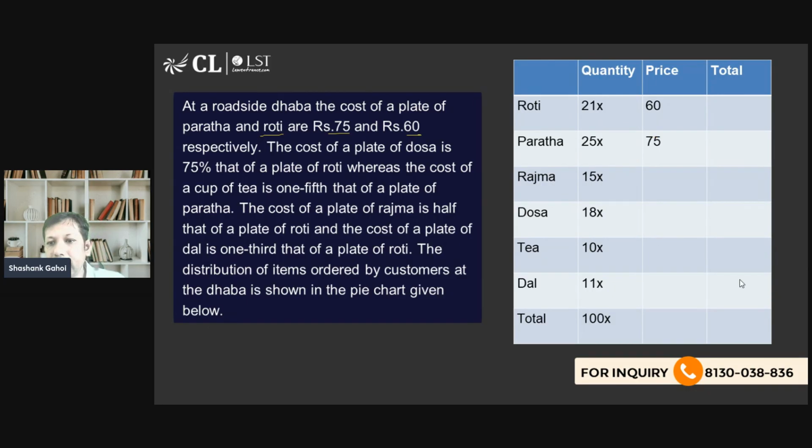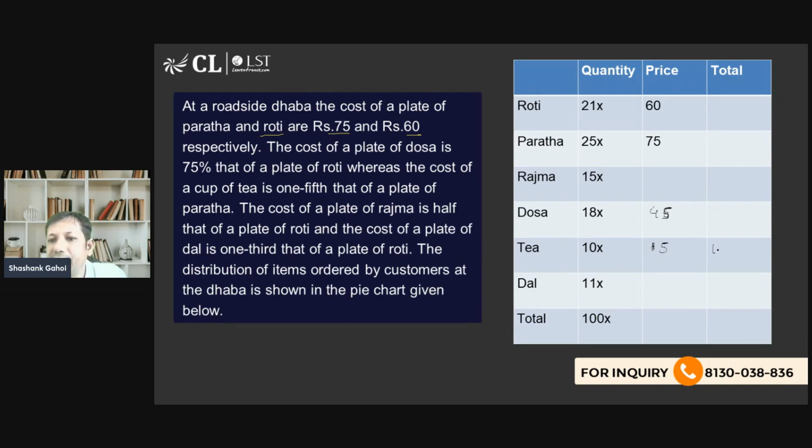Now let's talk about other values. What are the other values? The cost of the plate of dosa is 3/4 of roti, right? So roti is 60, so 3/4 of 60 is going to be 45. So the price of a dosa is 45. That's what the question is telling us, right? So I got the price of dosa. Whereas the cost of a cup of tea is 1/5 of a paratha. So paratha is costing 75. So tea is 1/5 of 75, or I'm going to say 15 rupees, right? So the price of this is 15 rupees.